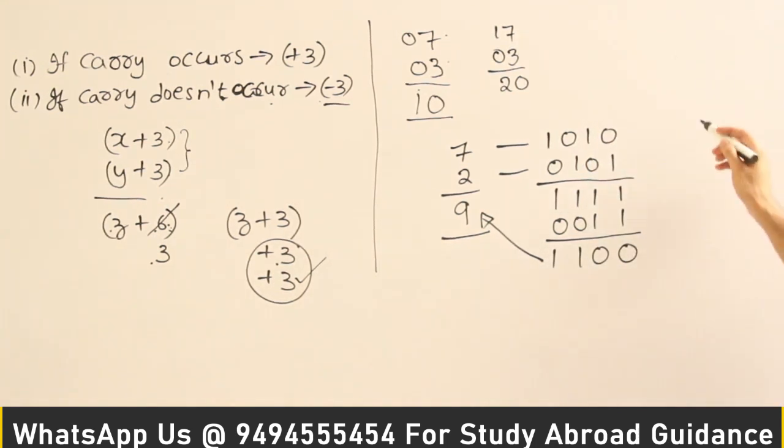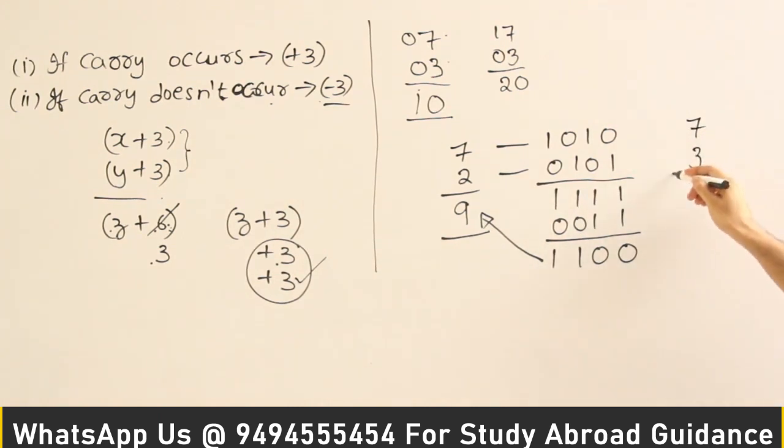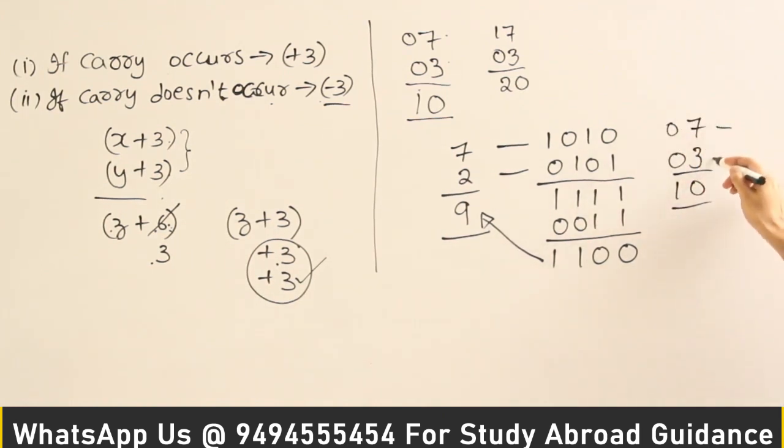So let's see one example for that. Carry occurs means, let's say 7 plus 3. Now we know that the answer is going to be 10, which means the answer is going to contain 2 digits. Therefore, you make them 2 digits each. Now add both of them.